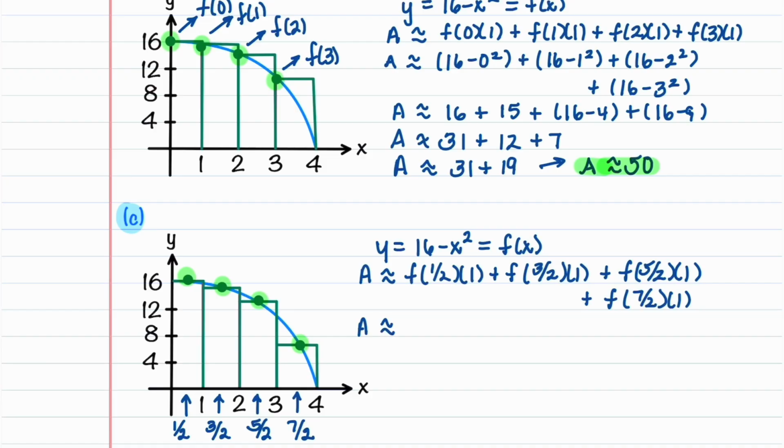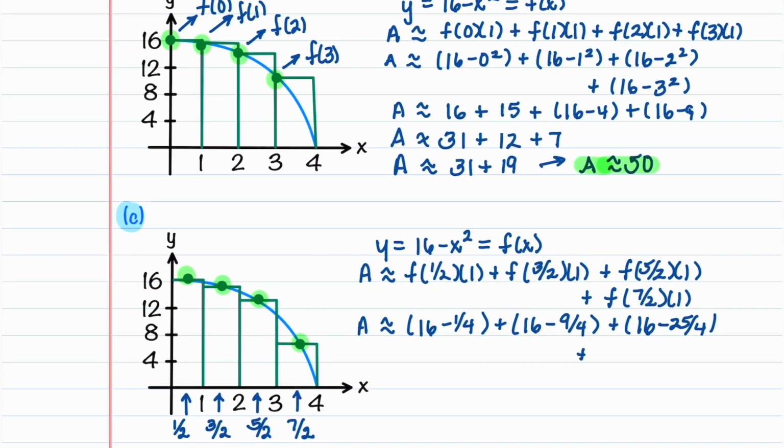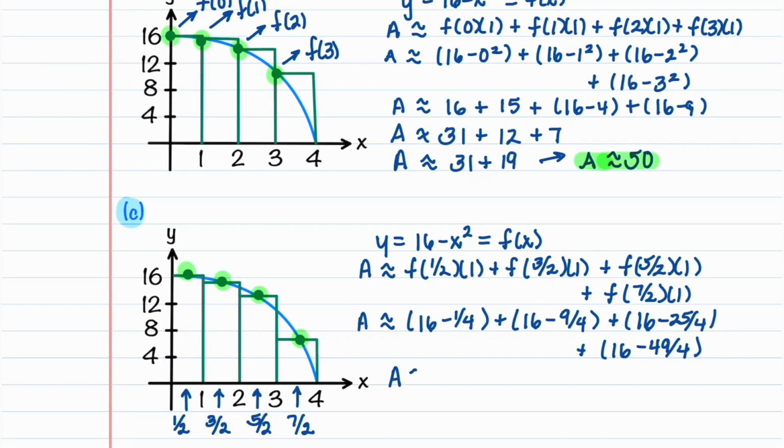Let's now use our formula that f is 16 minus x squared. Our first one gives us 16 minus 1/2 squared, so that's 16 minus 1/4. And then we have 16 minus 3 halves squared, so that's minus 9 over 4. And then our next one is 16 minus 25 over 4. And our last one is 16 minus 49 over 4. So you can see it gets a little bit complicated because we end up having to add fractions.